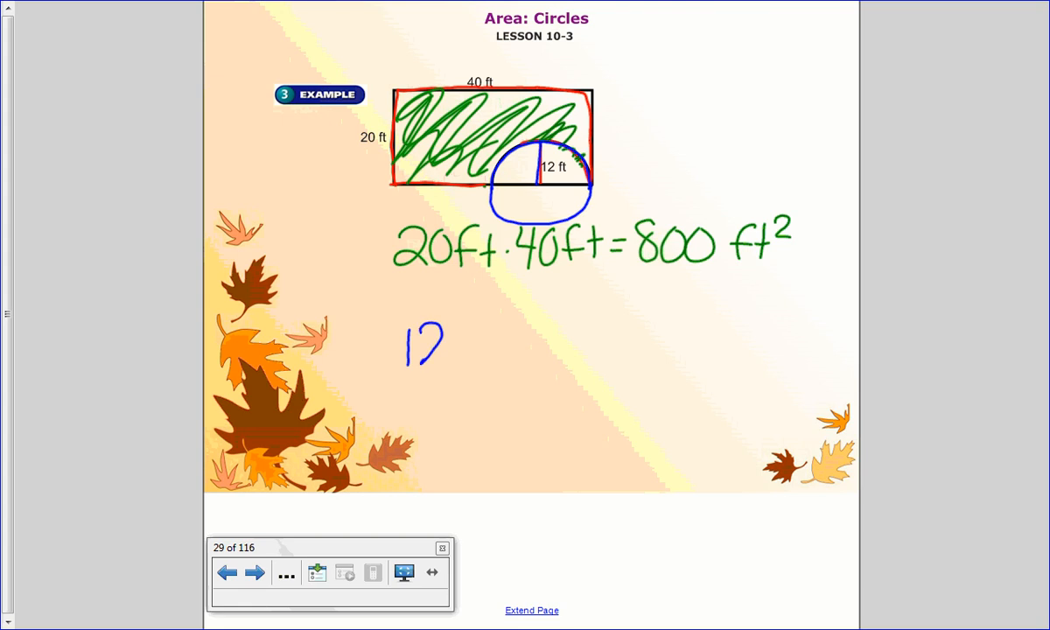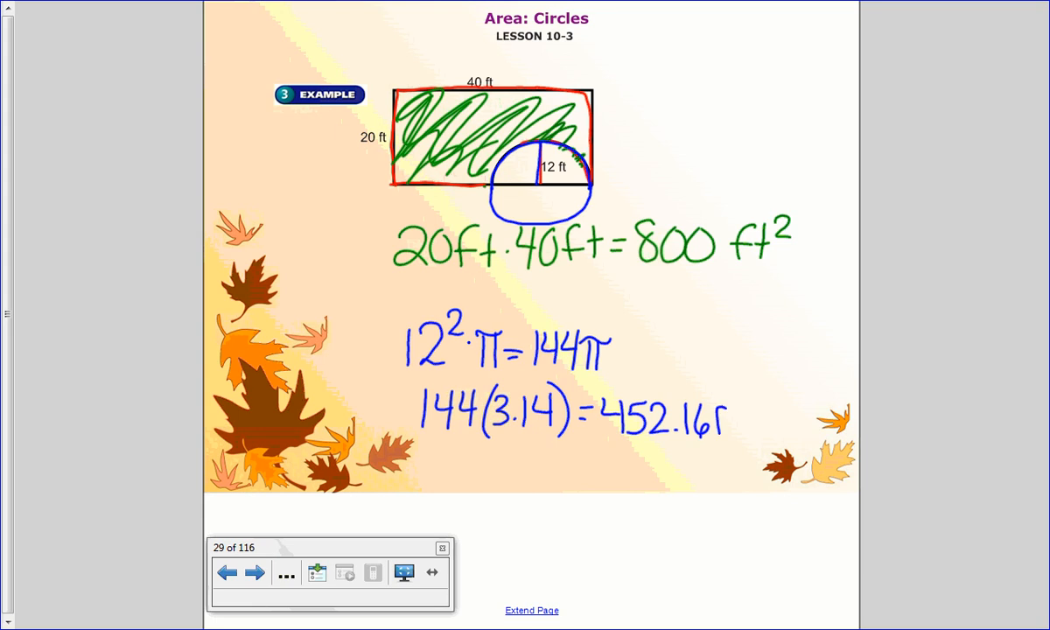So again, you do 12 squared times pi, because pi r squared, radius is 12. So we could do that. 12 times 12 is 144 pi, but that doesn't mean much. So we need to multiply this by 3.14. So times 3.14, oops, and you get 452.16 feet squared.